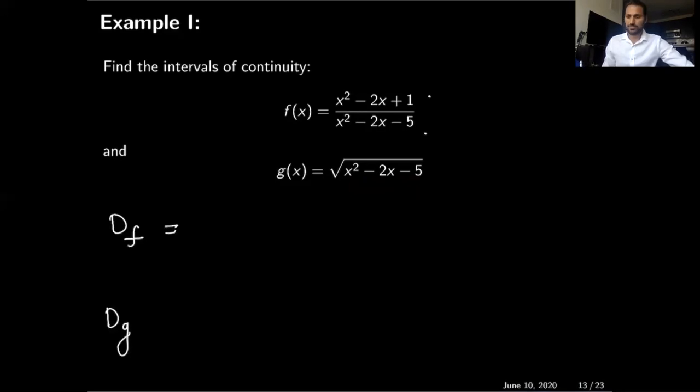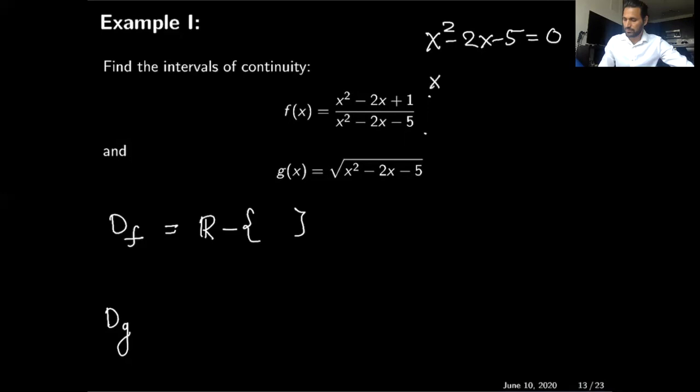Since f is a rational function, the domain of this function is every real number except the roots of the denominator function. So all I need to do is find where this function is 0, and we will take away all these values from the interval minus infinity to infinity, or the real numbers.